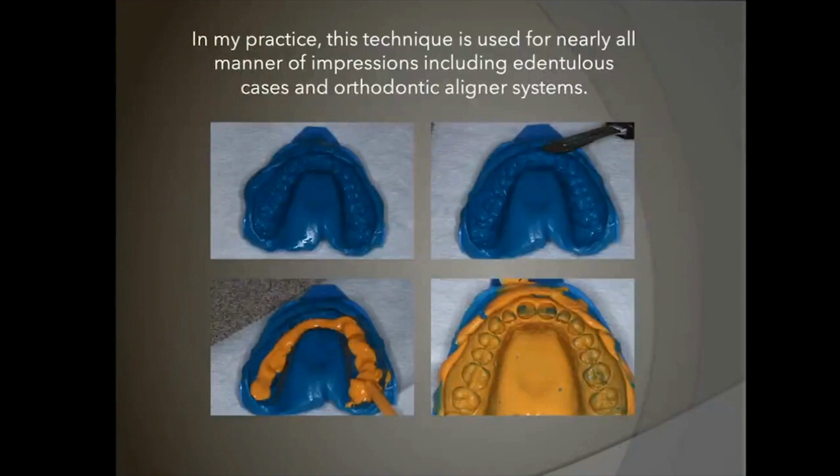And in my practice, the technique is used for nearly all manners of impressions, including edentulous cases, as well as orthodontic aligner systems. So when you're doing your Invisalign cases and other similar types of product, what we'll do is take an initial impression, remove or trim away the material that's up in the vestibule so it reseats properly, and then just squirt our light body and reseat it. And that's basically it. It gives us a nice, clean, crisp impression.